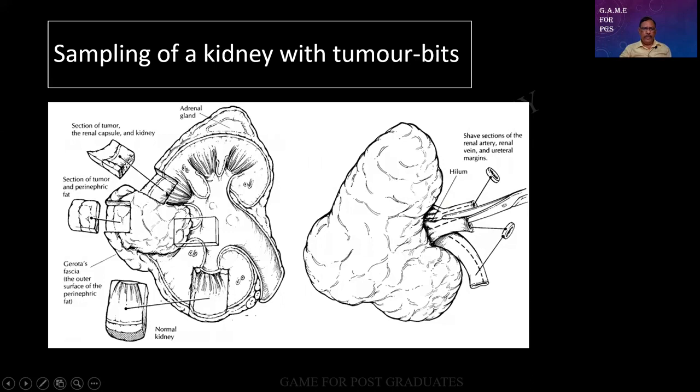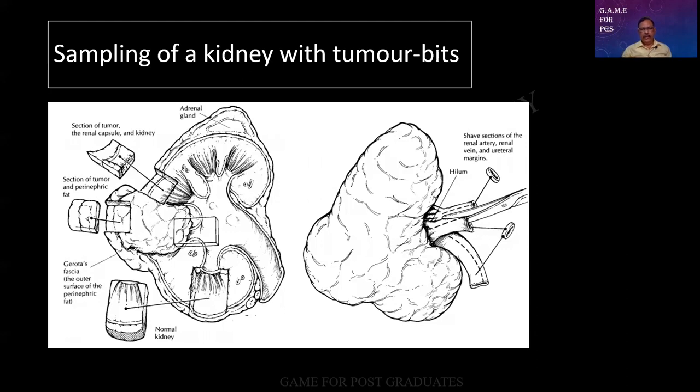The sampling has to be done, including the capsule, including the fat, including the Gerota's fascia, if required. And look at this bit over here, as I had mentioned earlier, taken somewhere far away, but then this region is important because of the ureteric reflux. There can be a pyelonephritis developing in this region. And any other region you will have to give.